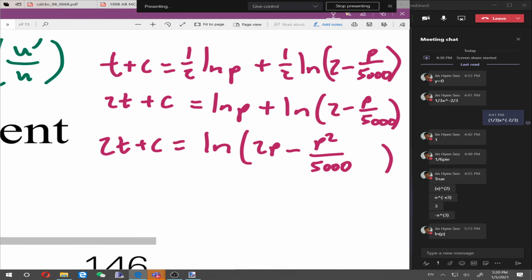Plug 0 for t. If I plug in 0 for t, I'm still going to have a crazy number over here to deal with inside my natural log, so still not yet. E to the, just, yeah. There you go. Use e for both sides. Use e for the base of both sides, so e to the t plus c is equal to e to the natural log, which will cancel, of 2p minus p squared over 5,000.